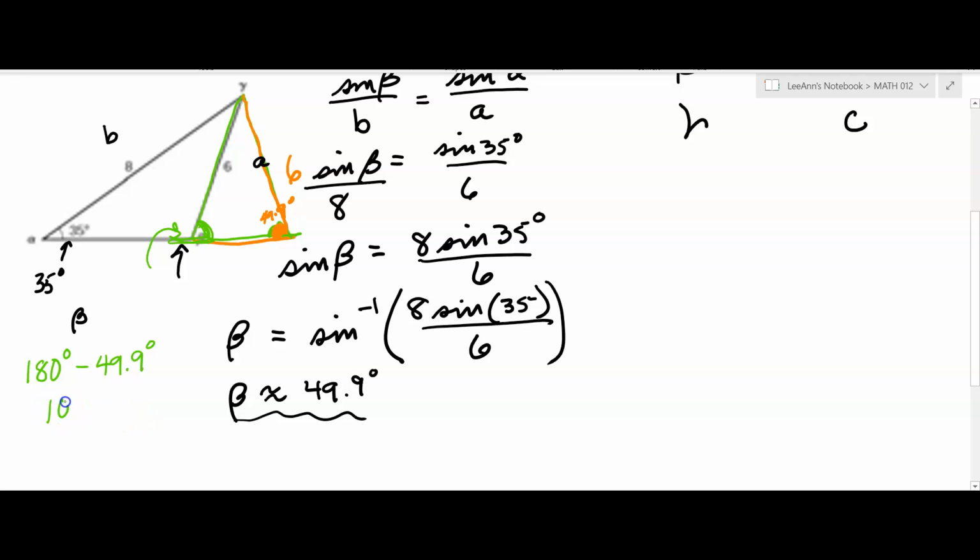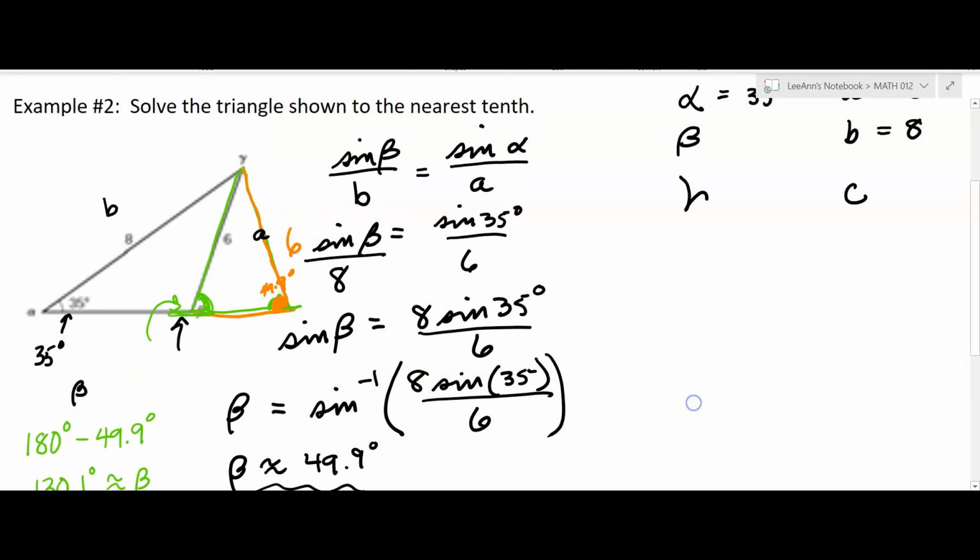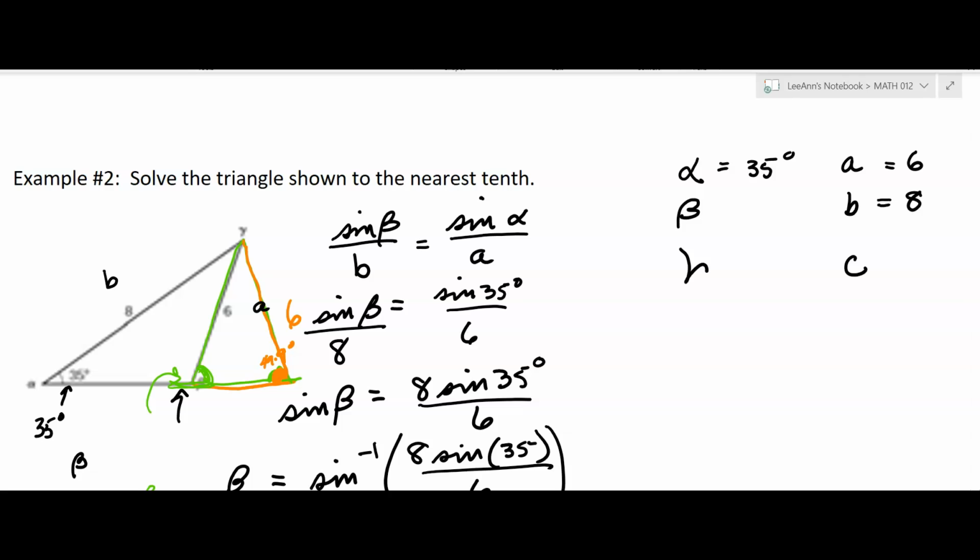And I'm thinking it's 100 and something. I'll just do it on my calculator real quick. Yeah, 130.1 degrees. Okay? So that is what beta is approximately equal to. All right, so we can put that in. Beta is approximately equal to 130.1 degrees. Make sure you put the degree symbol.